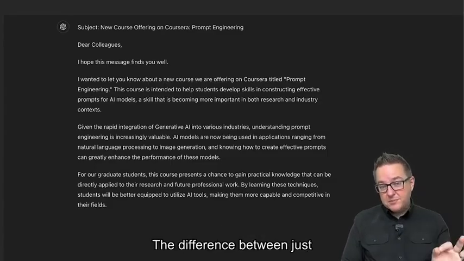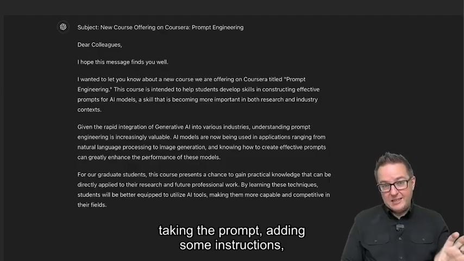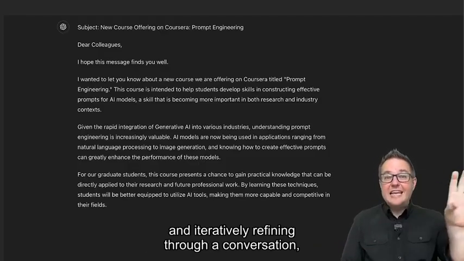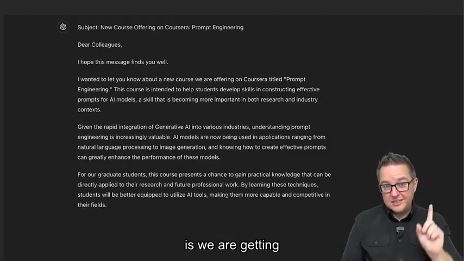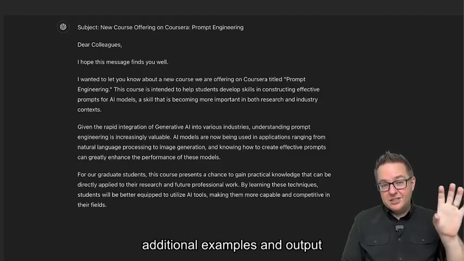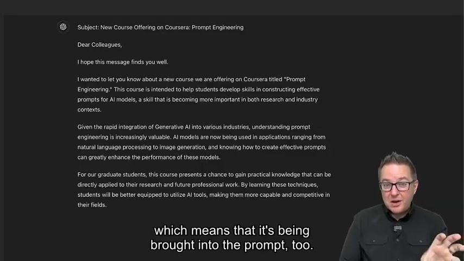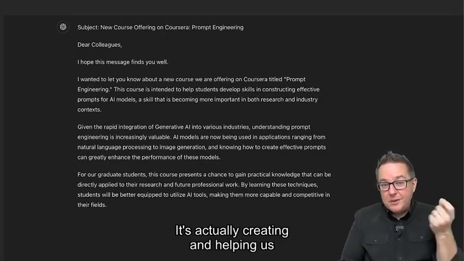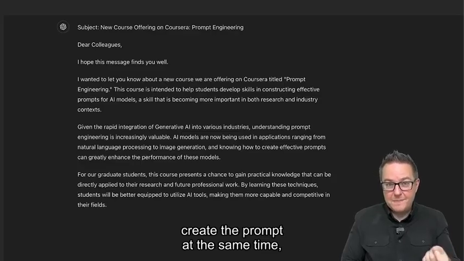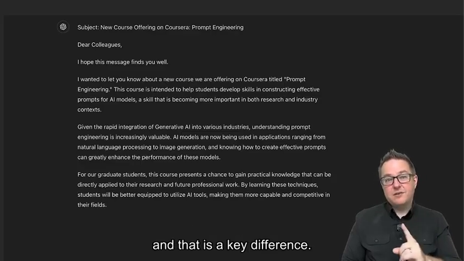And the difference between just taking the prompt, adding some instructions, and starting a new conversation, and iteratively refining through a conversation, is we are getting additional examples and output from it brought into the conversation, which means that it's being brought into the prompt too. It's actually creating and helping us create the prompt at the same time. And that is a key difference.